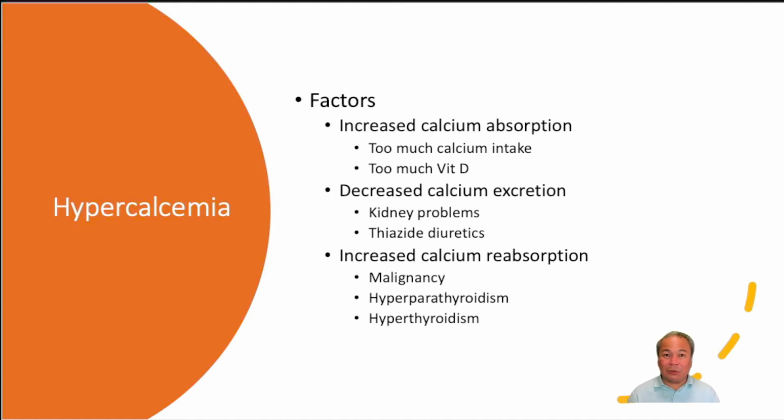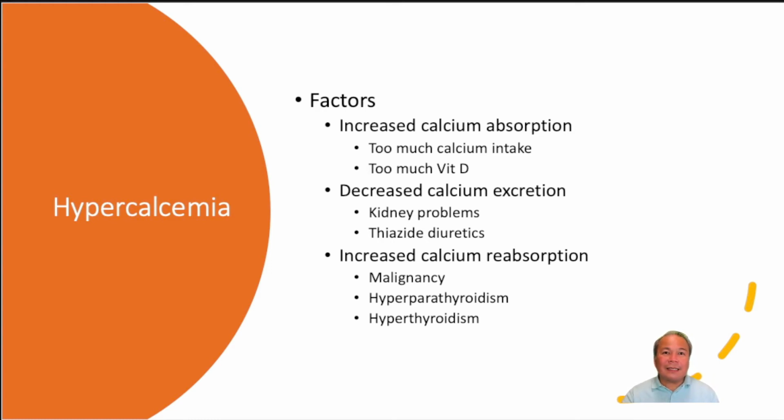The other condition is secondary to administration of a particular drug, and that drug is thiazide diuretic. With thiazide diuretic, patients are going to be peeing a lot, but there is a tendency for that calcium to stay inside the body. Therefore, you have hypercalcemia. Last but not least, the cause of hypercalcemia is secondary to increased calcium reabsorption. This is inside the body already, and it's going back into the body or any organ system. Usually secondary to malignancy, cancer-related hyperthyroidism or hyperparathyroidism.